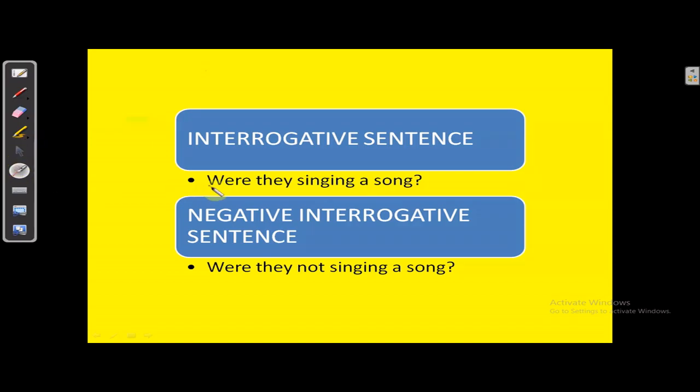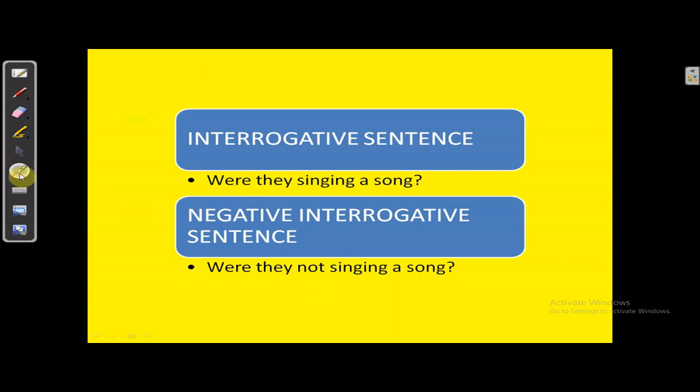So why is were placed at the first place? Because we want to ask a question. This is one of the categories by which we can ask a question, by keeping the helping verb in the beginning. We can ask a question, but for such questions you will have the answer in yes or no. Were they singing a song? Yes, they were singing the song. No, they were not singing the song. So answers would be like that.